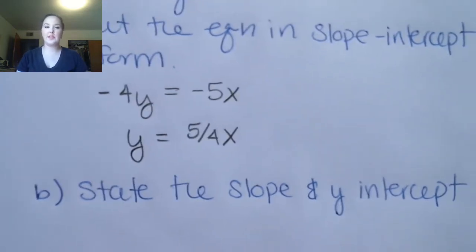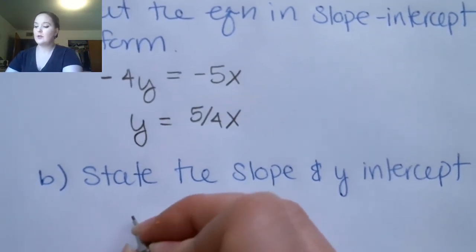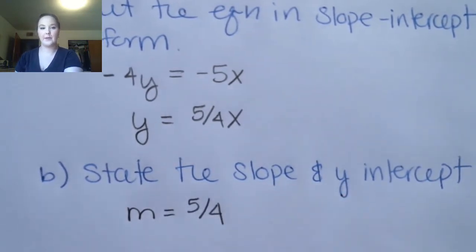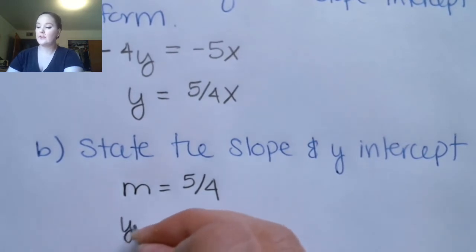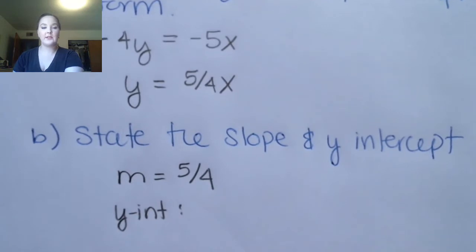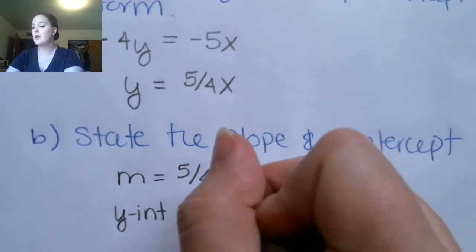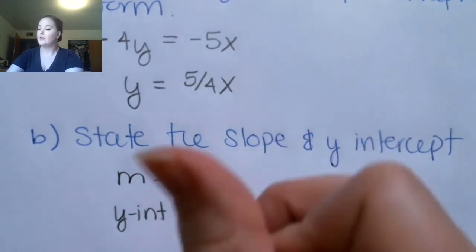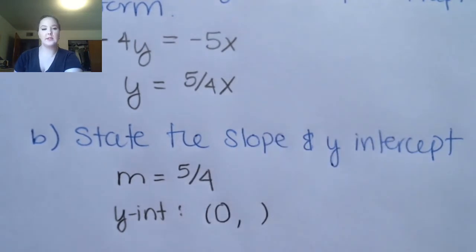Okay, we're going to state the slope and the y-intercept. Now from the slope-intercept form, you should just be able to read off the slope and the y-intercept. Okay, so here we would have that our slope is 5/4. Okay, and our y-intercept is going to be, okay, before we even say what it is, I want to remind you that an intercept is always an ordered pair. So we're going to give our answer with an ordered pair. Okay, and for y-intercept, the x-coordinate is always 0.